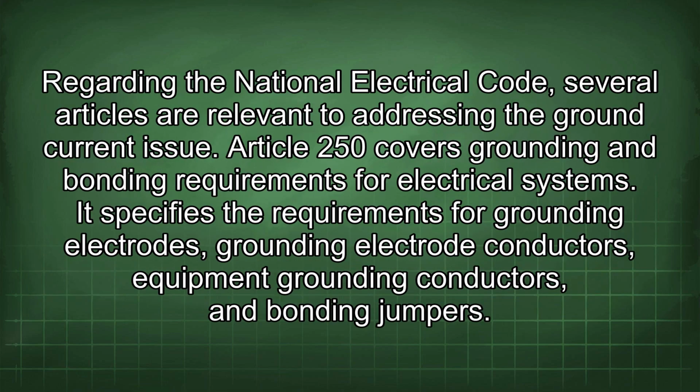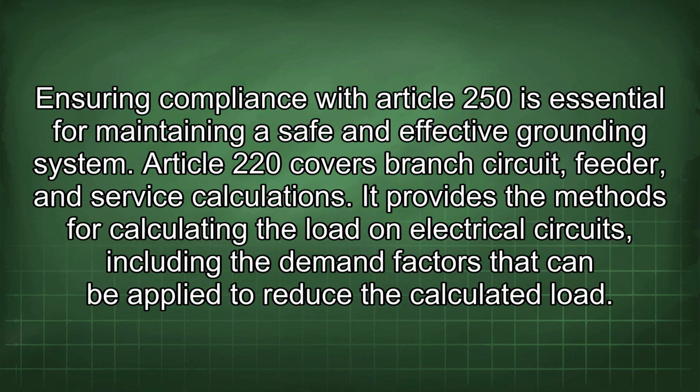Regarding the National Electrical Code, several articles are relevant to addressing the ground current issue. Article 250 covers grounding and bonding requirements for electrical systems. It specifies the requirements for grounding electrodes, grounding electrode conductors, equipment grounding conductors, and bonding jumpers. Ensuring compliance with Article 250 is essential for maintaining a safe and effective grounding system.